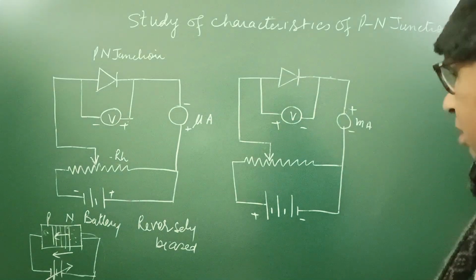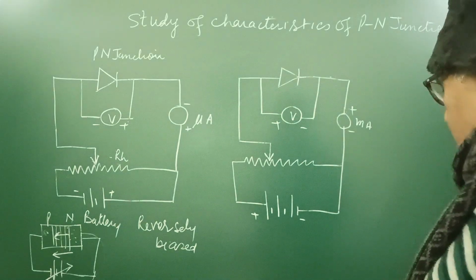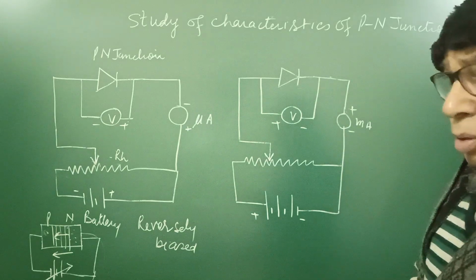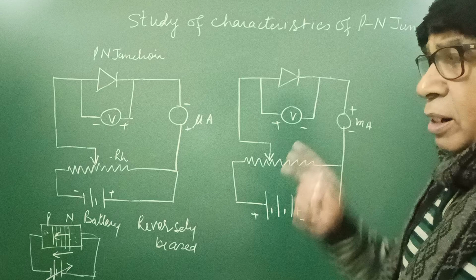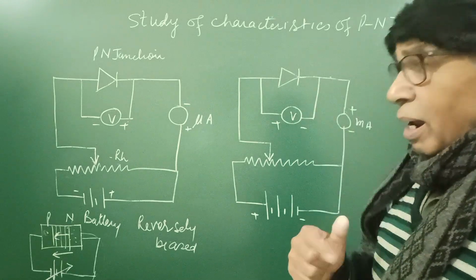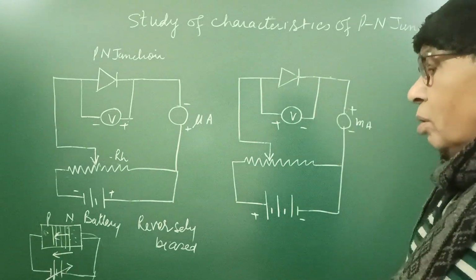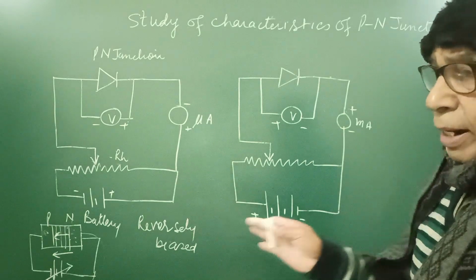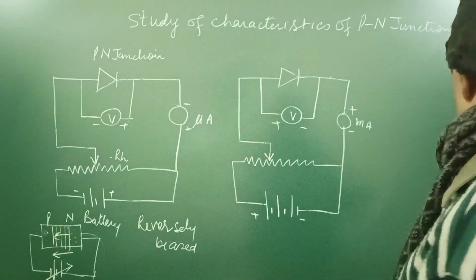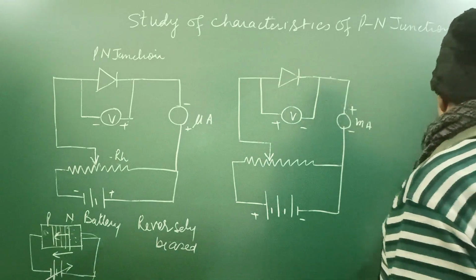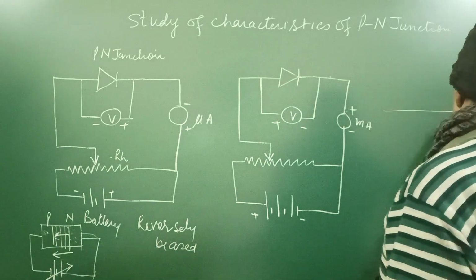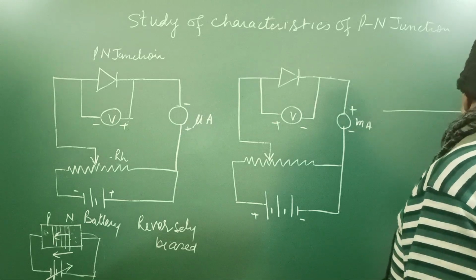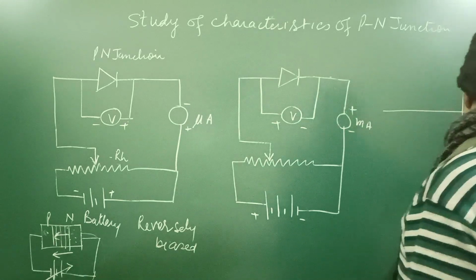That current does not depend on voltage then. If you keep on changing voltage, current remains large. So below breakdown voltage, very weak current flows. I can show here reverse bias voltage like this. Here reverse bias current in microampere.